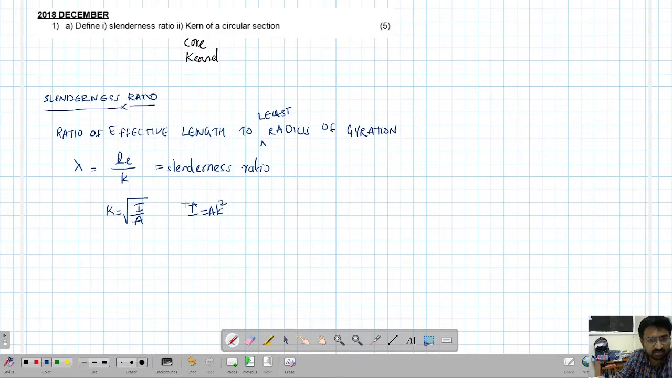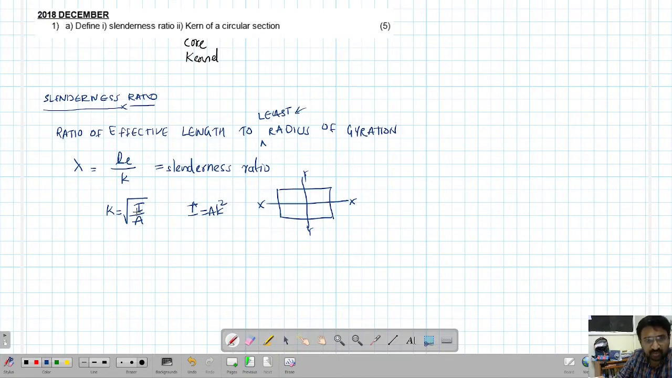So in a rectangular section, you can get 2 radii of gyration. Let's say I'll call this xx and I'll call this yy. You can have Ixx or Iyy. In that, the least value you have to take; Ixx will be lesser than Iyy. So Ixx you have to take to find the slenderness ratio. That is very important. That is the meaning of the word least that I have added later.